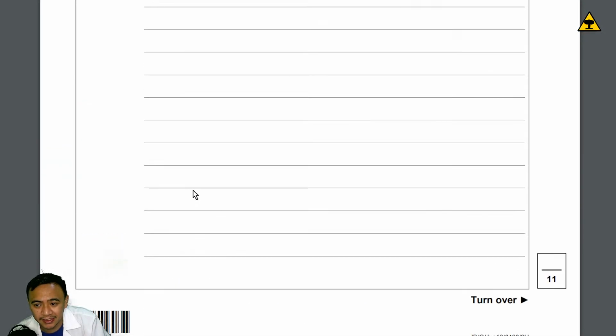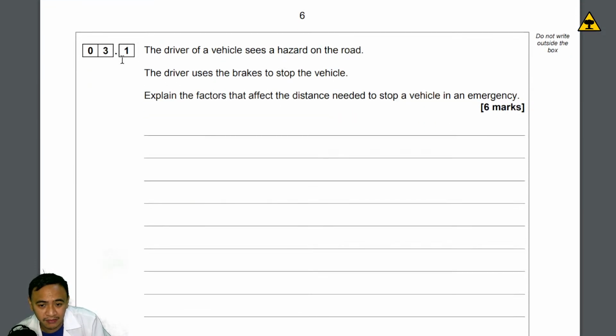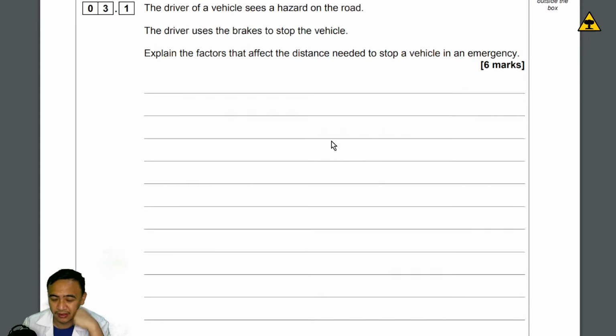Okay, so that's the last question there. Let's take a look here in 3. A driver on a vehicle sees a hazard on the road. Then the driver uses the brakes to stop the vehicle. Explain the factors that affect the distance needed to stop a vehicle in an emergency. It's 6 marks, interestingly. So, how do you get 6 marks for answering this question?